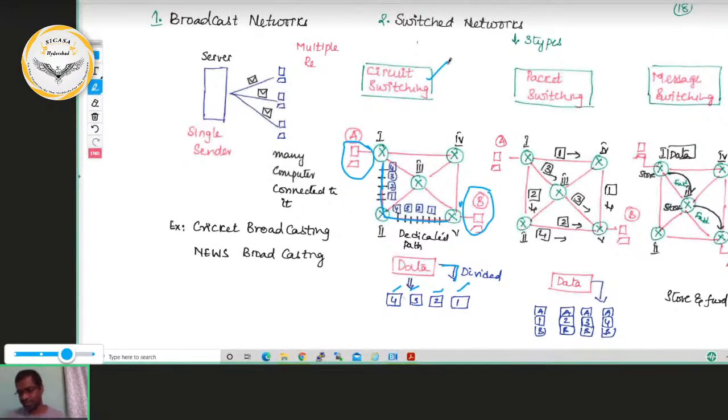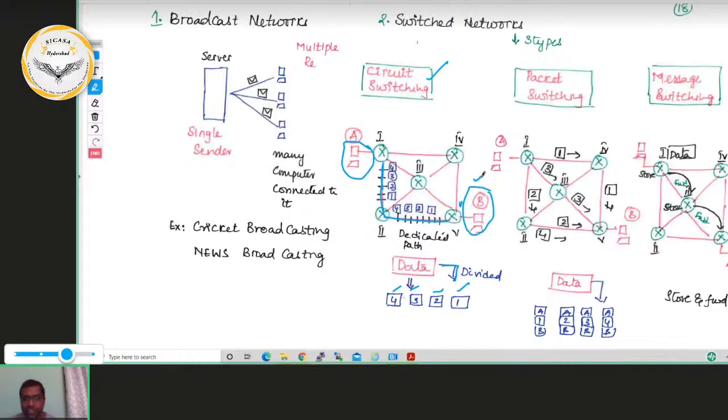Now once all the packets are received at the receiving end, we disconnect it. Basically, it consists of 3 phases. First, divide the data into packets. Establish a dedicated path. Once all the packets are transmitted, disconnect the path. So this is how the transmission happens in circuit switching.